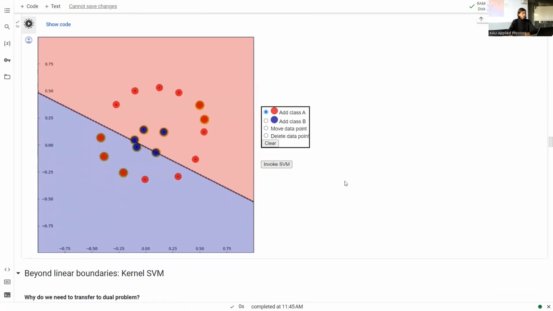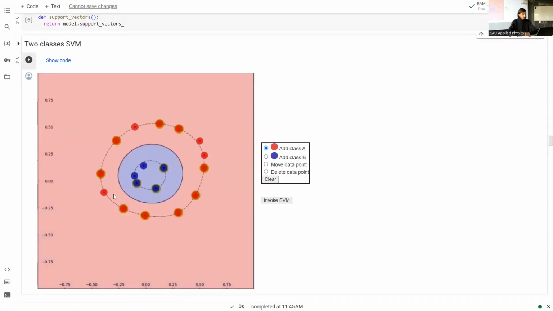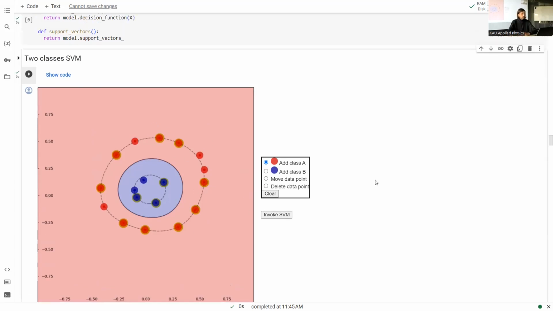And now I'm using my support vector machine, and you see that it separates my points nice and clearly. So I have some sort of separation line. In this case, it's not a straight line, it's some sort of closed curve. And inside of it, I have one class. Outside of it, I have different class. Once again, you see support vectors encircled with this yellow, so on and so forth.